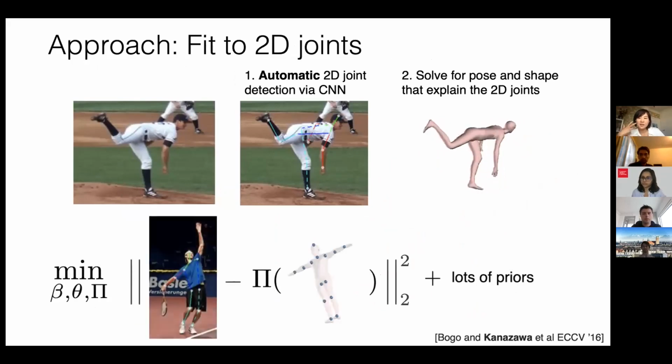And by solving, what I mean is that I'm going to optimize this objective function where the idea is you want to minimize, you want to get the 3D such that when you take a picture, the 3D joints fall onto the 2D joints.